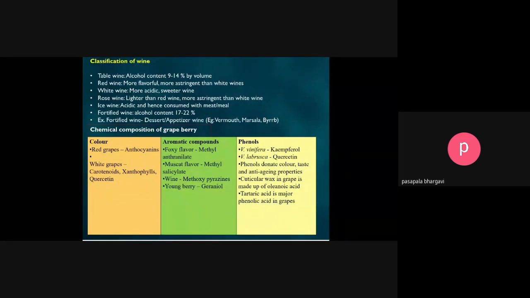Fortified wine alcohol content is 17 to 22%. For example, dessert and appetizer wines are known as vermouth, marsala, and port. These were the examples for fortified wine.